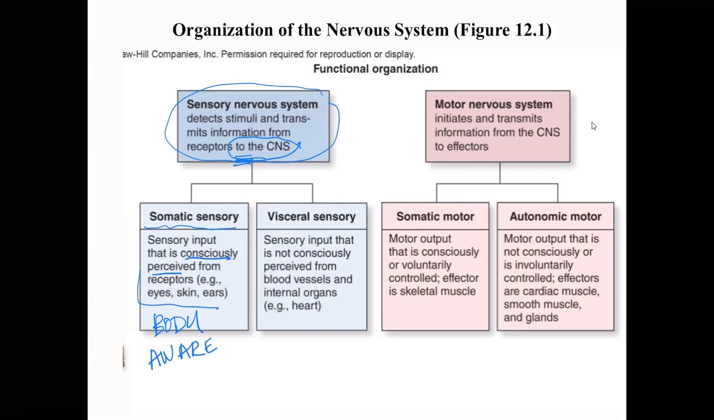Then there's visceral. So visceral is coming from the internal organs. You're not aware. You're not thinking about it. You don't really have any control over it. Now over on this side, we have motor. Motor is going to go from the CNS to the effectors, so it's leaving the brain and the spinal cord.